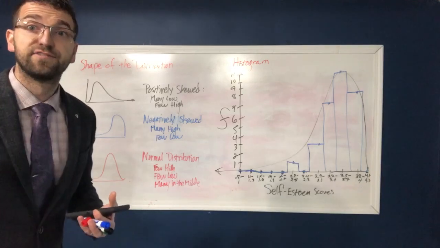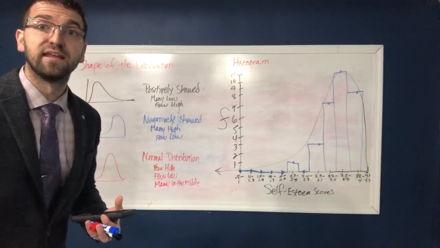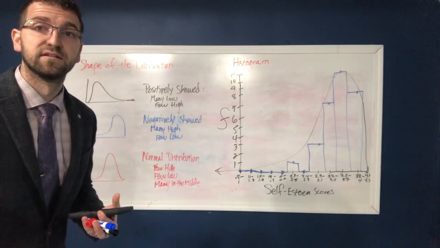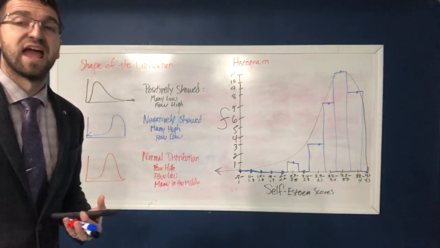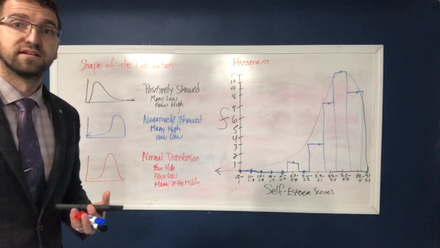Few high, few low, and many in the middle. Okay, so those are your 3 types of distributions and how to identify them. Okay?